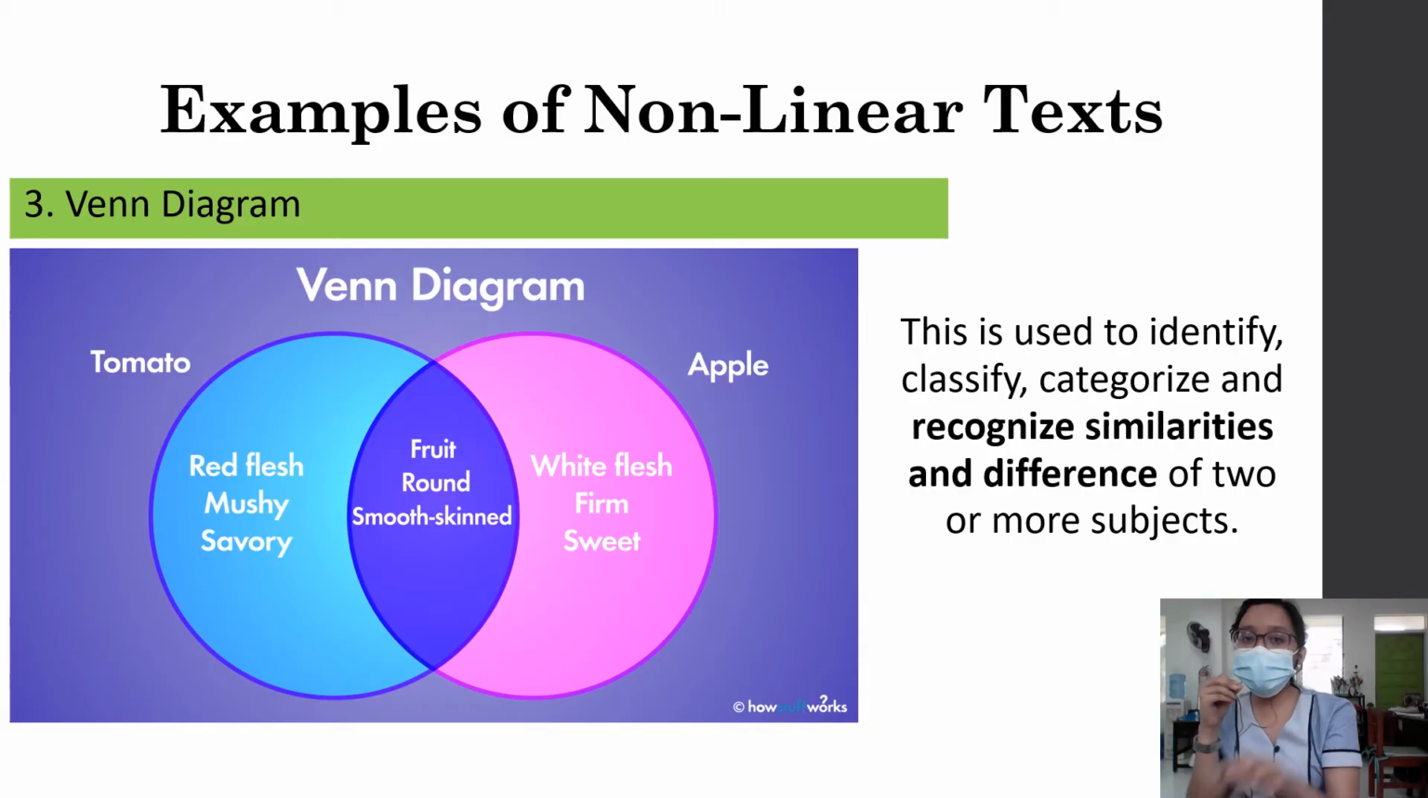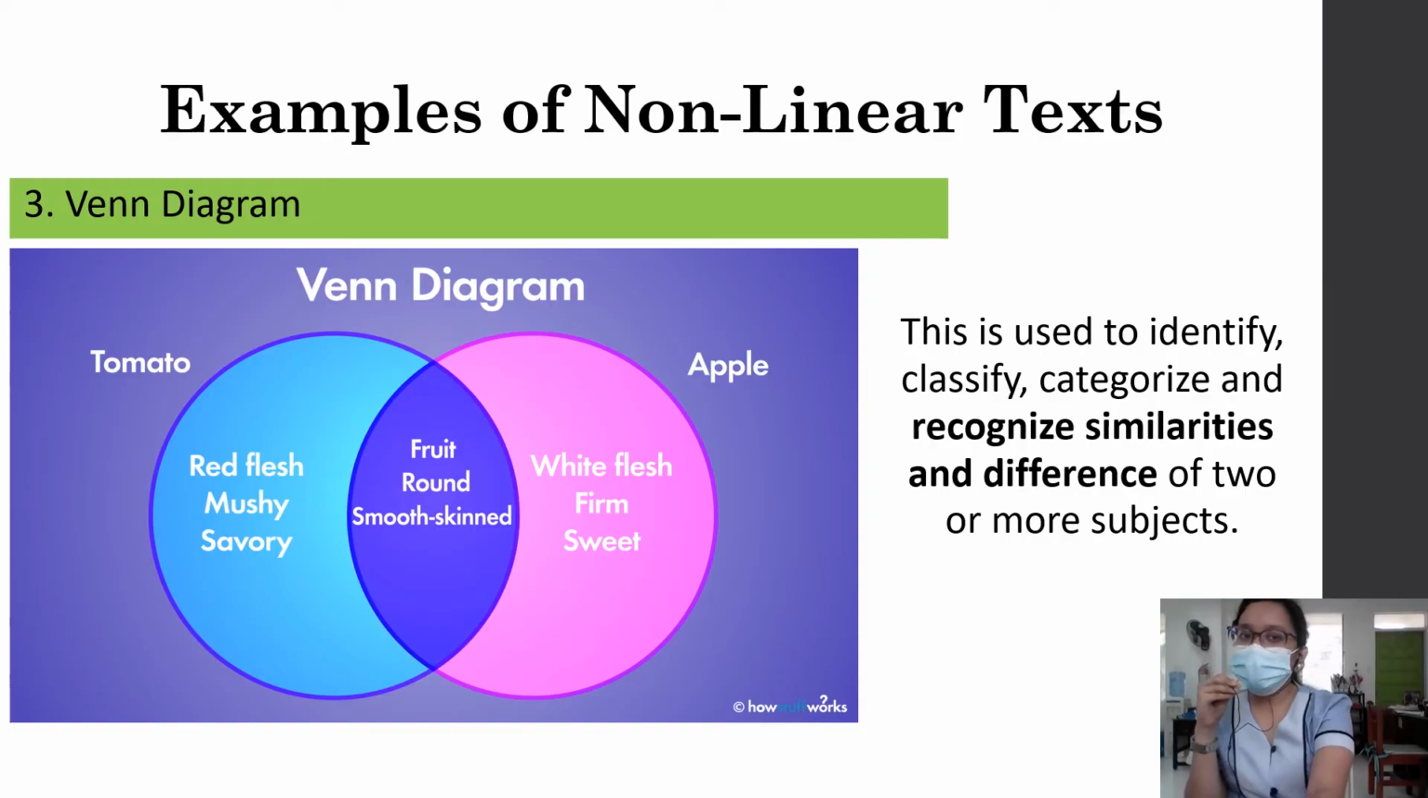So we have here the first circle. It says here tomato. So this diagram basically recognizes the difference between a tomato and an apple. So in the first circle, we have tomato, and in the third circle, we have an apple. In the middle of them, that is where we put the similarities between the concepts, which in the example are the similarities of tomato and apple. They're both fruit, they are both round, and they have smooth skin.